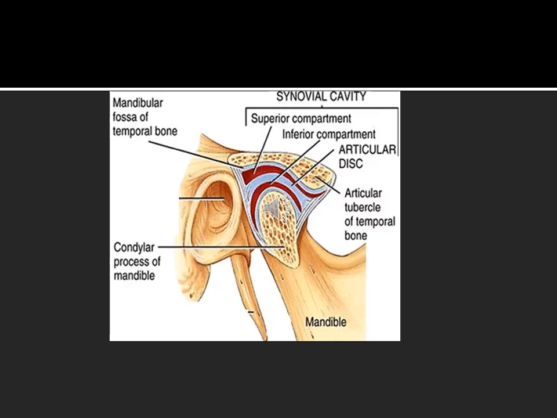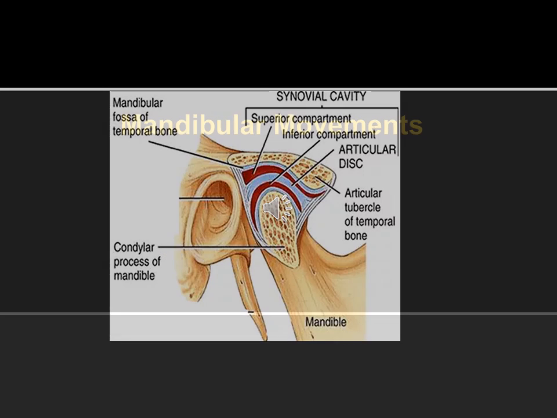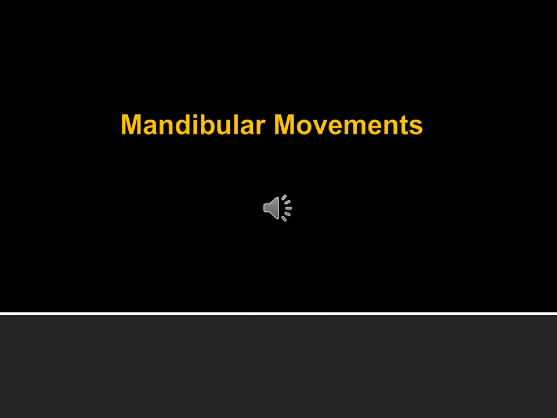You can see the articular tubercle, which is part of the temporal bone, a bony structure. We also have the articular disc in light blue color. We have the mandibular subtemporal bone. And you have the head of the condyle, which we also call the condylar process of the mandible. In the coming slides, we will see what the different mandibular movements are.